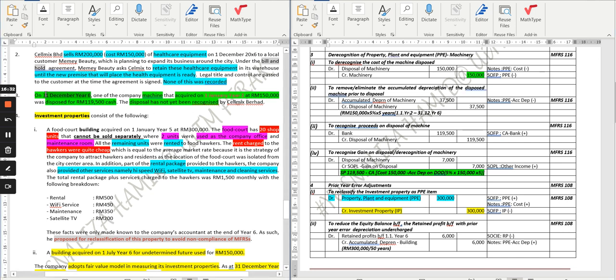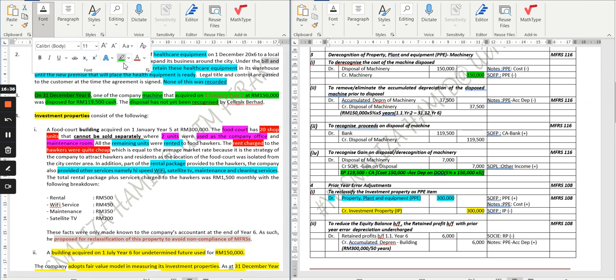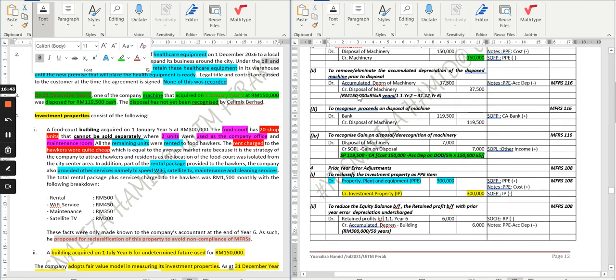This is the disposal date, which is 31st of December 2000, year 6. Year 6 is the date of disposal. So you remove that. How do you get the amount? 150,000 times 5% times 5 years. So that was the accumulated depreciation, 37,500. Now you need to recognize the proceed on the disposal of the machine.